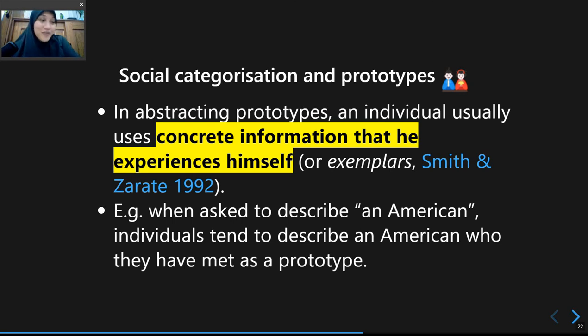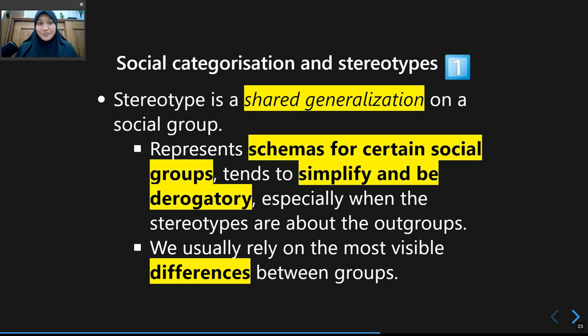So if I'm asking you to imagine an African, for example, then you would also use the information that you keep in your schemas from your past experiences to form the idea of an American or of an African. So for example, if you ask me to imagine an African, then I would imagine Chimamanda Adichie, because she is a prominent novelist from Nigeria that I admire a lot. Then I use her to form a prototype about an African. And the idea of an African could be different for each of you, because it depends on your experience.